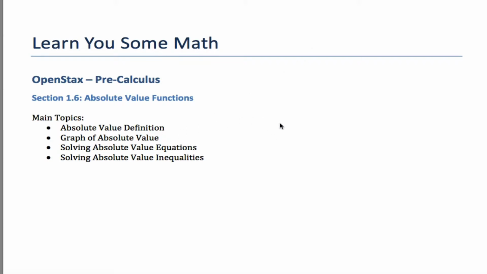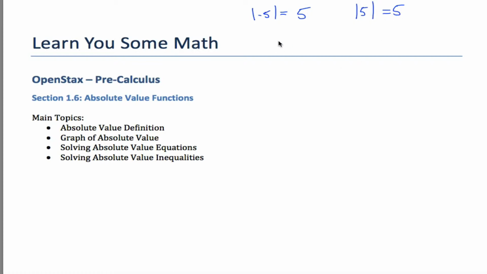Of section 1.6 where we learn about absolute value functions. I'm assuming you already know a little something about what an absolute value is, like, for example, that the absolute value of negative 5 is 5, whereas the absolute value of 5 is positive 5.